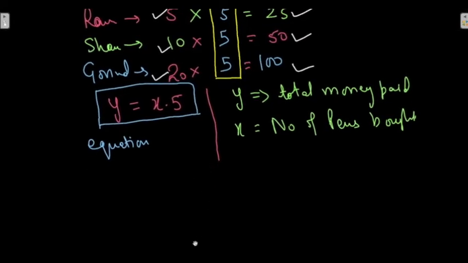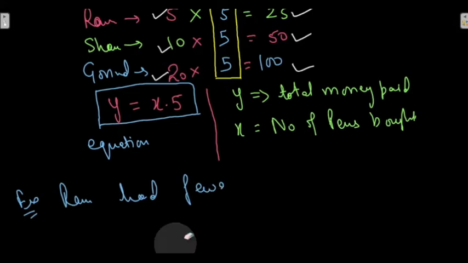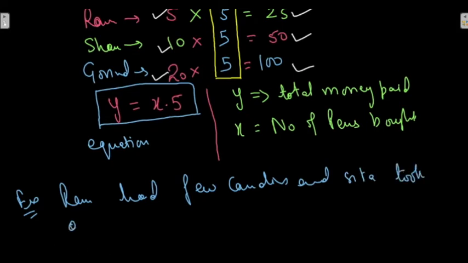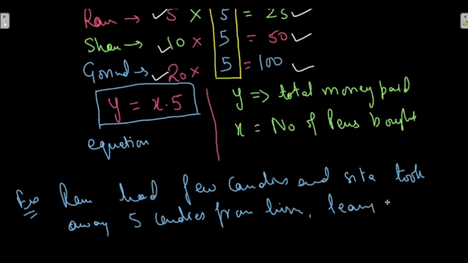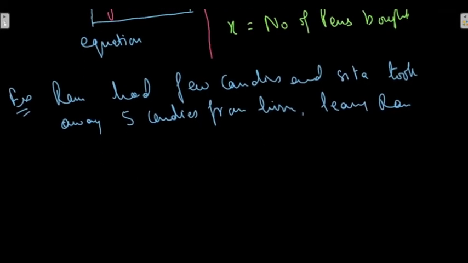Now let's take one more example. We say that Ram had few candies, and Sita took away 5 candies from him, leaving Ram with, say, 7 candies. Now, this looks like such a long question, right? Such a long statement it has.